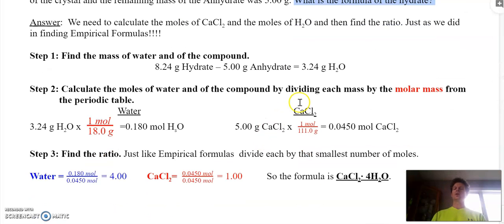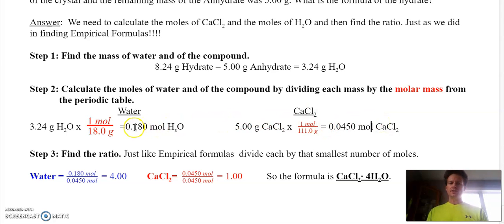Okay, and so once we know the grams of our water and the grams of the anhydrate, we can make this very similar looking problem where we take the grams, and because we want to find its structure, its formula, we take the grams divided by its molar mass and come up with moles. All right. So notice the only real difference is here we have compounds, and we're finding compounds. And last week we just had elements to find a compound. We're just taking compounds to find a bigger compound this time.